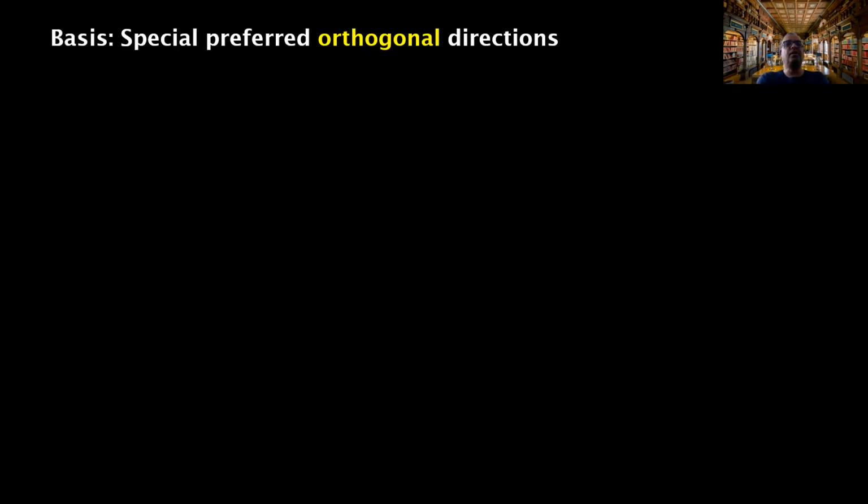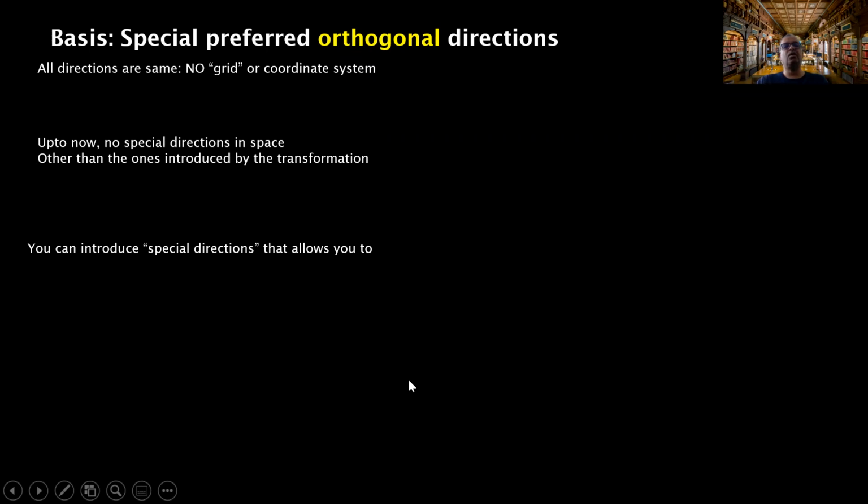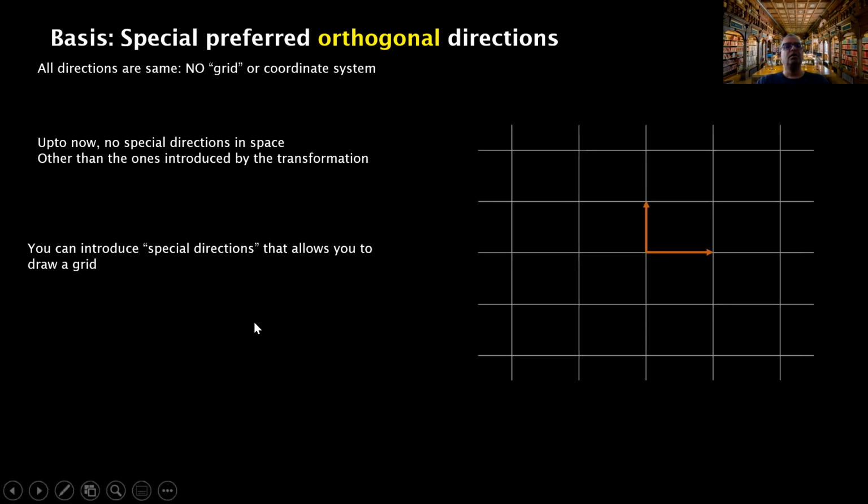Special preferred orthogonal directions are called a special basis. When we first started with all our rotations, all directions were the same. There were no special directions other than the ones introduced by the transformation. You can introduce special directions, draw a grid like this, and you have the coordinate axes and all of that. We can ask about special transformations relative to the grid that we pick. If I pick a grid, then I can talk about some special way the matrix looks.